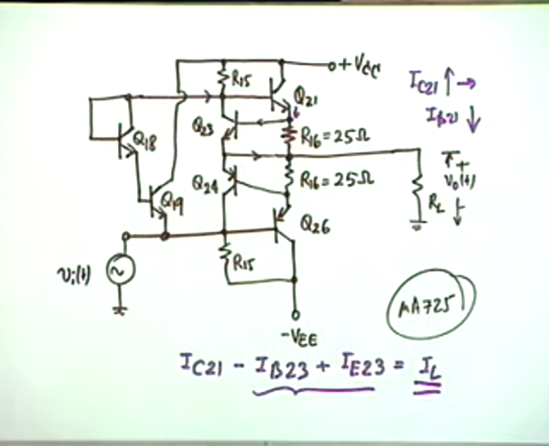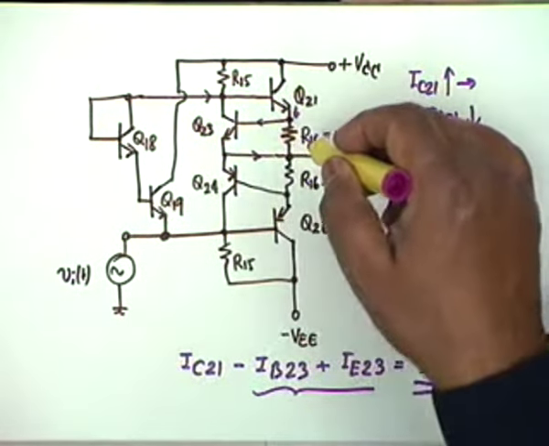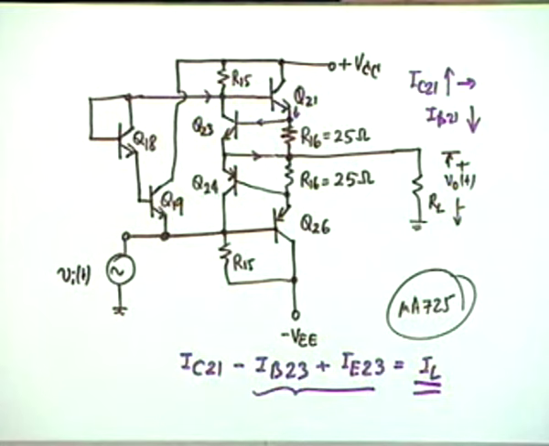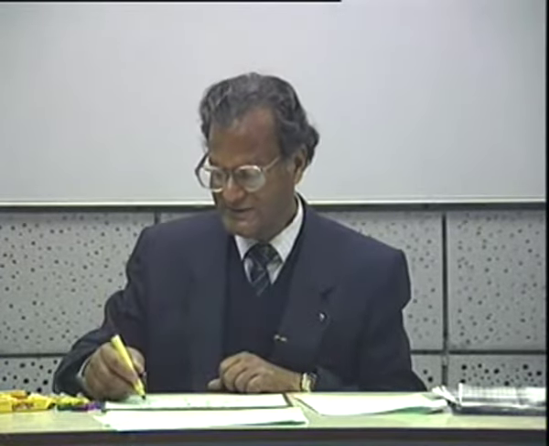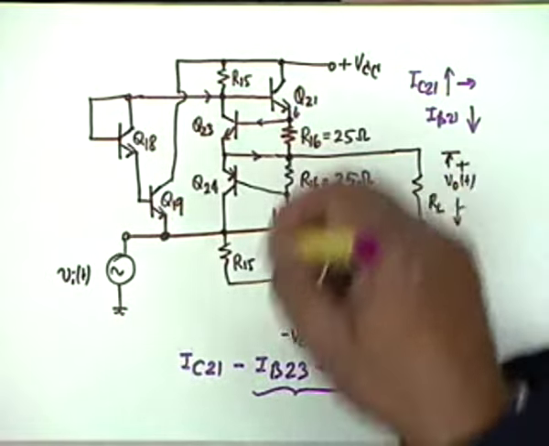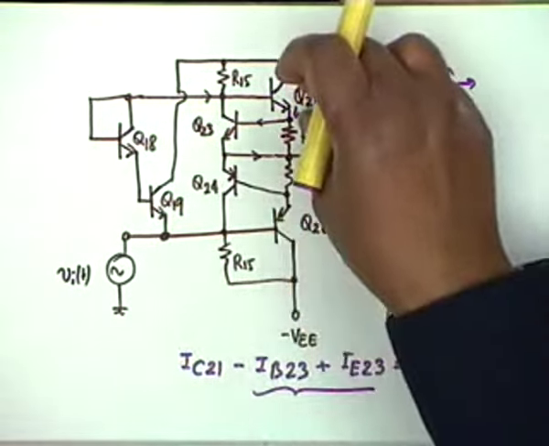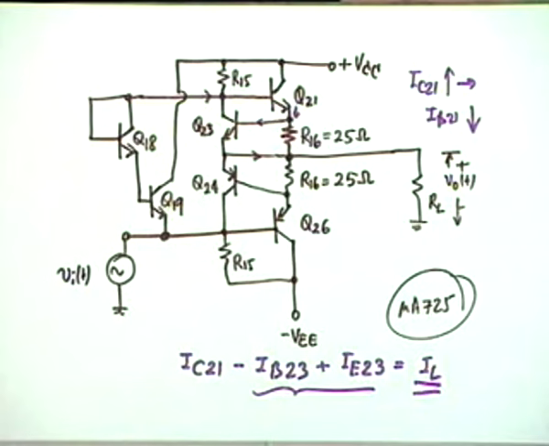Agreed? In other words, this Q23 and R16 have been used for the purpose of short circuit protection. Okay? Short circuit protection. That is, if accidentally RL becomes short, a large current cannot flow through this transistor Q21. Agreed? A large current cannot flow. So, it is a short circuit protection.